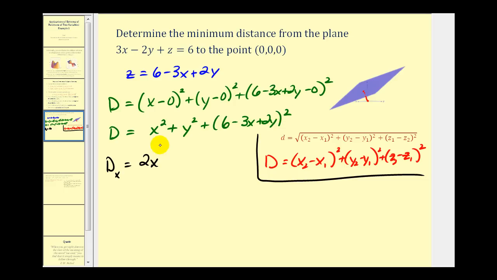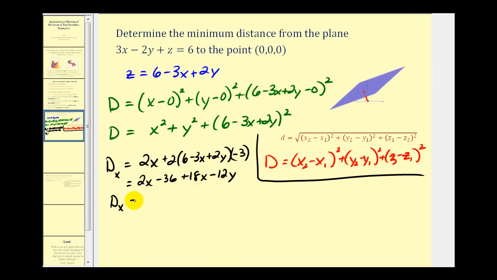this would be 0. Here we'll have to apply the chain rule. We're going to have 2 times (6 minus 3x plus 2y) times u prime, which is going to be negative 3. Let's go ahead and simplify this. We'll have 2x. Here we have negative 3 times 2, that's negative 6. So we'll distribute negative 6. It'll be minus 36 plus 18x minus 12y. So the partial with respect to x is going to be equal to 20x minus 12y minus 36.